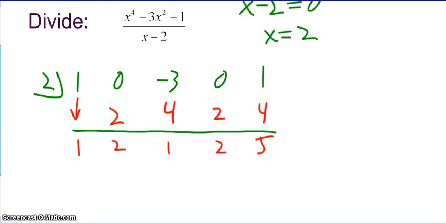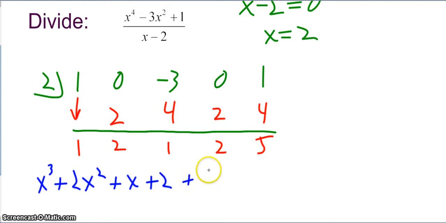Well, I know that if I took a 4th degree polynomial and I divided by a 1st degree polynomial, I'm left with a 3rd degree polynomial. So that tells me this term right here is x cubed. So I know I have x cubed plus 2x squared plus x plus 2 plus 5 over x minus 2.